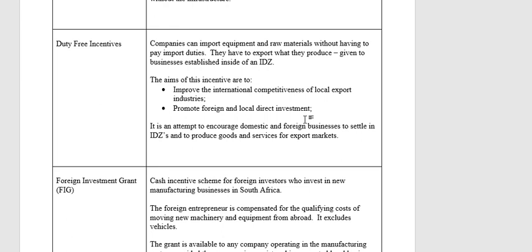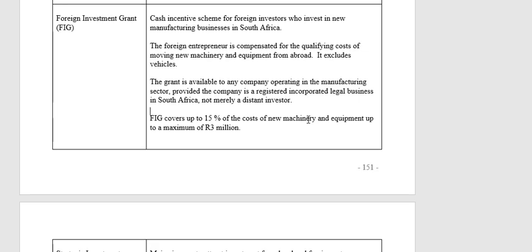Okay. Then the next incentive is the Foreign Investment Grant, or the FIG. Obviously, you can deduce from the name that this is an incentive that is provided only to foreigners. All right. So this is in the form of a cash incentive, once again, that is paid to foreign investors when they establish a manufacturing business in South Africa, and they have to move certain things. They have to relocate their machinery, etc., etc.